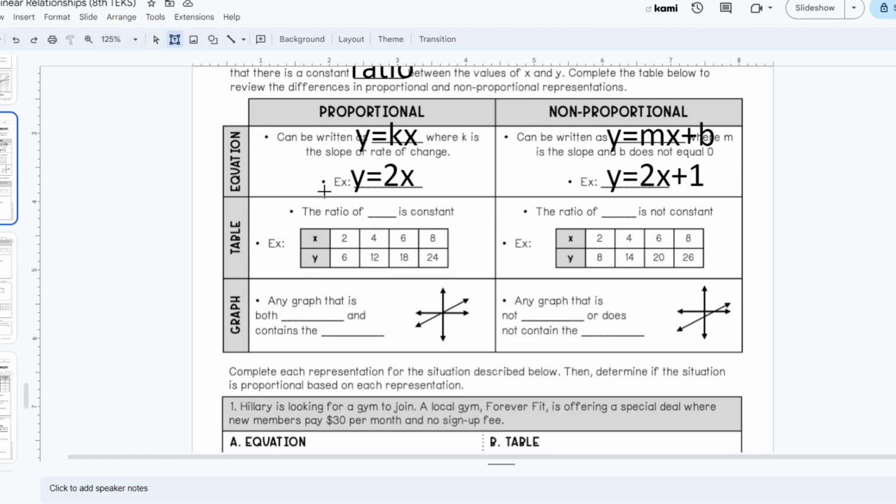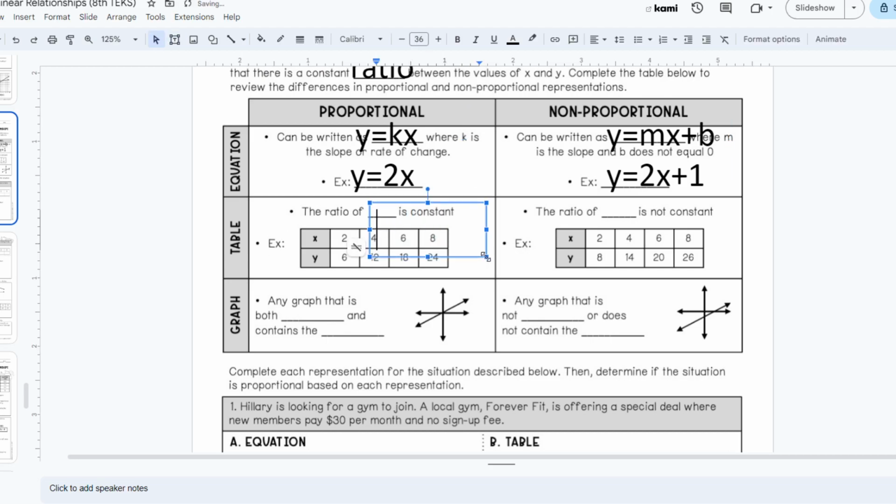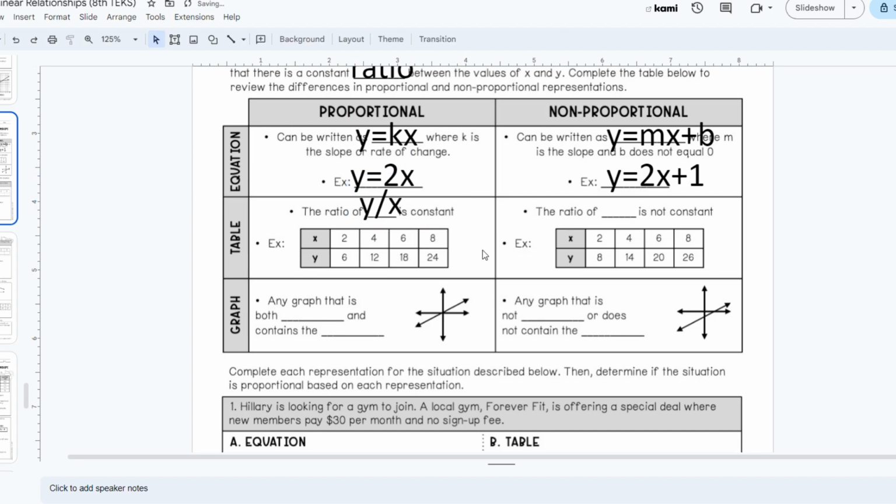Now, for proportional relationships, all you have to do is take the value of y divided by x, and it's consistent. So any y divided by any x will give you k in this instance. So 6 over 2 is 3, 12 over 4 is 3, 18 over 6 is 3, 24 over 8 is 3. Easy. The ratio of y over x for non-proportional relationships is not consistent.